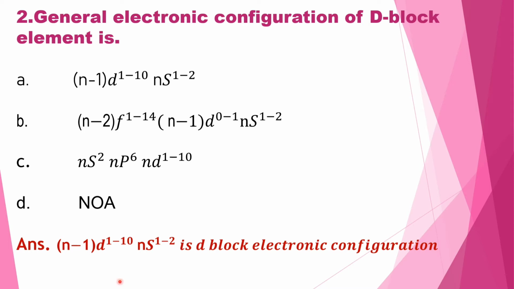If we see option B, (n-2)f 1 to 14, (n-1)d 0 to 1, ns 1 to 2, this is the general electronic configuration of f block elements. And (n-1)d 1 to 10, ns 1 to 2 is the general electronic configuration of d block elements. So the correct option for the general electronic configuration of d block elements is A.